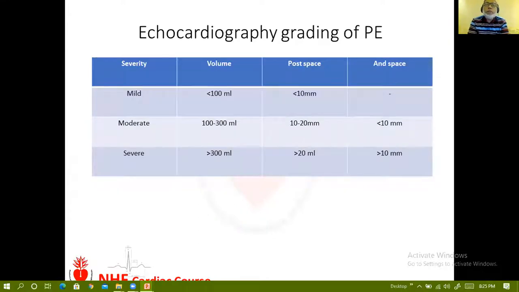Echocardiographic grading of pericardial effusion. If we see an echo-free space in the posterior wall of less than 10 millimeters, this is mild. If the posterior wall echo-free space is 10 to 20 millimeters, this is moderate pericardial effusion. If in the posterior wall it is more than 20 millimeters, this is severe. And there may be accumulation of fluid in the anterior wall. If the anterior wall is less than 10 millimeters, this is moderate. If more than 10 millimeters, this is severe pericardial effusion.